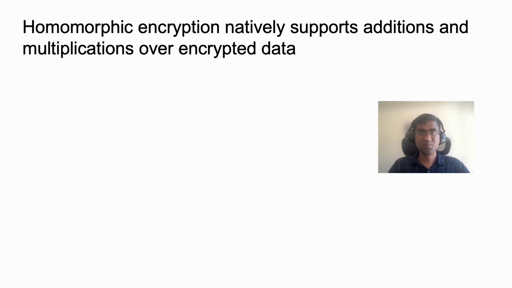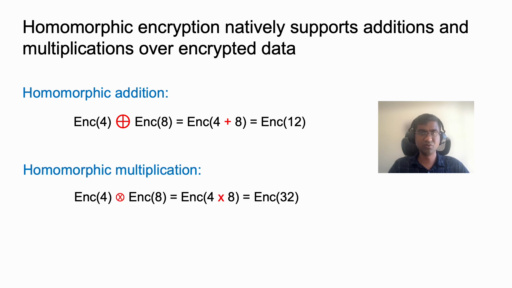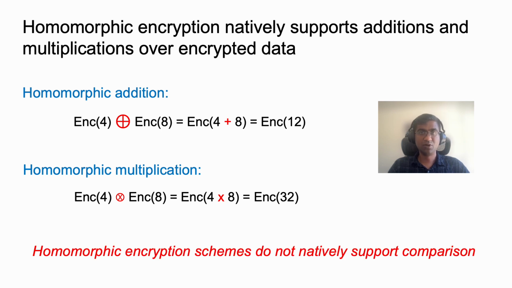Homomorphic encryption natively supports additions and multiplications over encrypted data. For example, using homomorphic addition, we can compute the encryption of the sum of two encrypted values without actually knowing the values. Similarly, using homomorphic multiplication, we can compute the product of two encrypted values. However, homomorphic encryption does not natively support comparison operations, for example, equality check. So, homomorphic equality check operations build upon the addition and multiplication operations underneath.